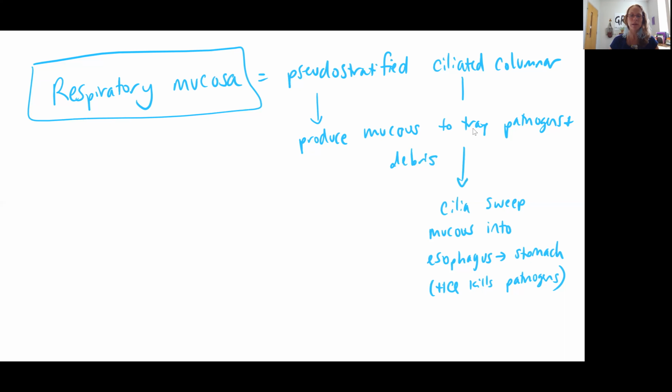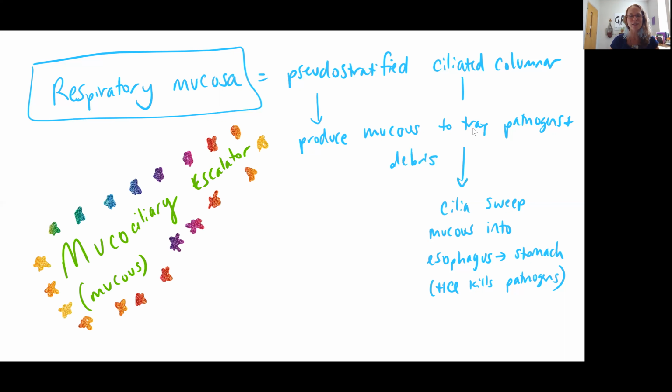Ultimately, this mucus should make its way into the stomach, where we have both hydrochloric acid and digestive enzymes that are important in breaking down any pathogens. So this is, of course, one of our non-specific defenses. This is an example of a physical barrier. This whole structure, I super love this name, can be called the mucociliary escalator, or my favorite, the mucus escalator. So you might see either one of these names used to describe this defense mechanism.